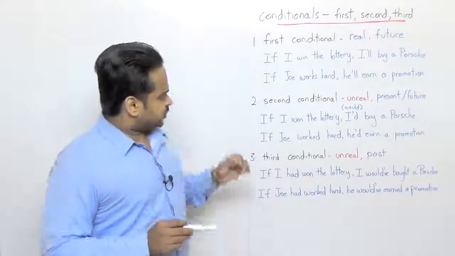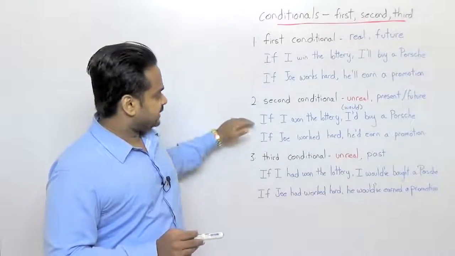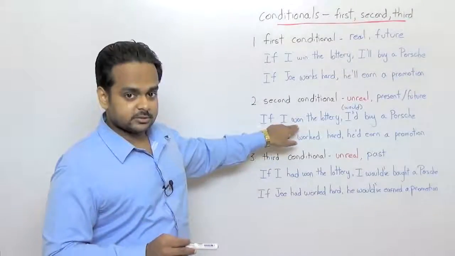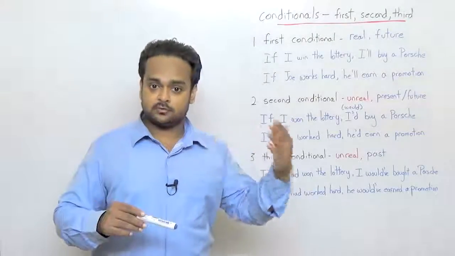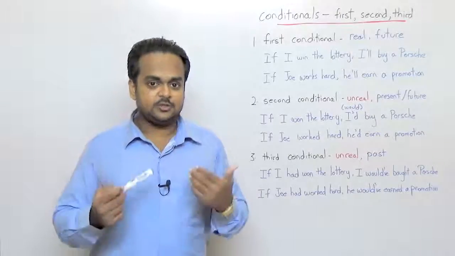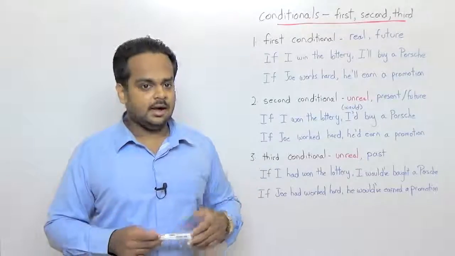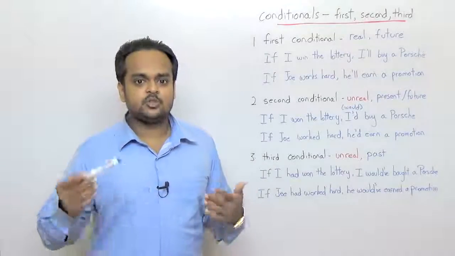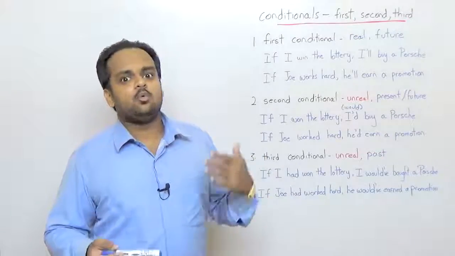Now, notice the difference between this sentence and this sentence over here. Now, in this sentence, I'm using the past tense. That doesn't mean I'm talking about the past. I'm still talking about the future. But when I use the past tense, it gives you the message that I don't think it's possible for me to win the lottery. I don't have a lottery ticket. I'm just dreaming about the future. If I won the lottery someday, I would buy a Porsche.